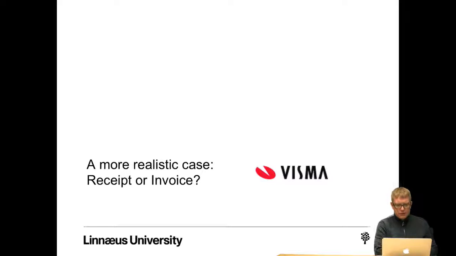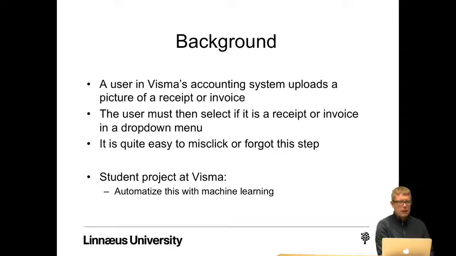So, at the end of this lecture, we will look at a more realistic case. This is a student project I had together with Visma in Växjö. And the task was to distinguish between receipts and invoices. Visma has an accounting system, and a user in this system uploads a picture of a receipt or invoice, and the user must then select if the picture represents a receipt or an invoice in a drop-down menu, and it's quite easy to misclick or forget this step. So the project wanted to automate this with machine learning.